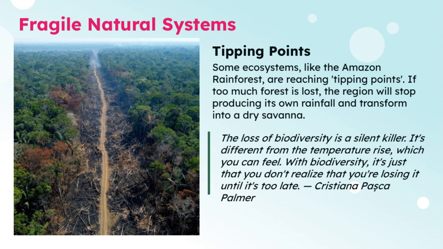The quote on the slide reminds us that biodiversity loss can be harder to notice than rising temperature. You can feel a heat wave. You can see a flood. But biodiversity loss may happen quietly until an ecosystem is already severely damaged. This is why biodiversity loss is sometimes described as a silent crisis. Once a species becomes extinct, it cannot be brought back.